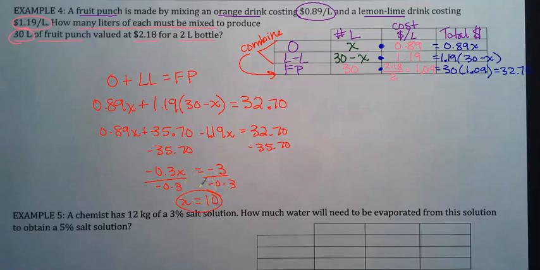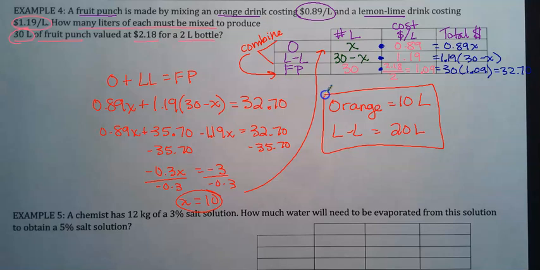All right, so then if x equals 10, we're going to put that back in this chart up here. That means orange needs 10 liters and lemon lime is 30 minus 10, so 20 liters. And is that our question, right? How many liters of each must be mixed? Yes. So we need 10 liters of orange and 20 liters of lemon lime to make a fruit punch drink.